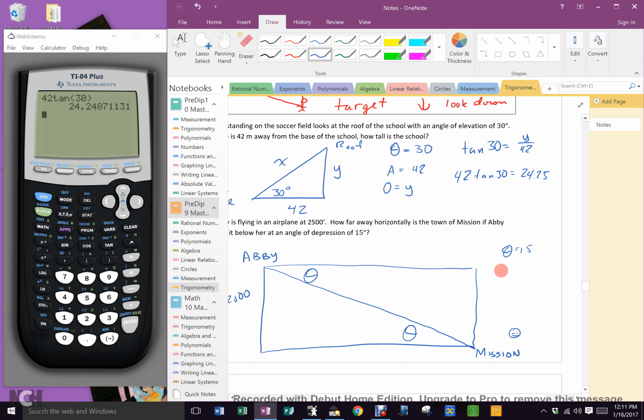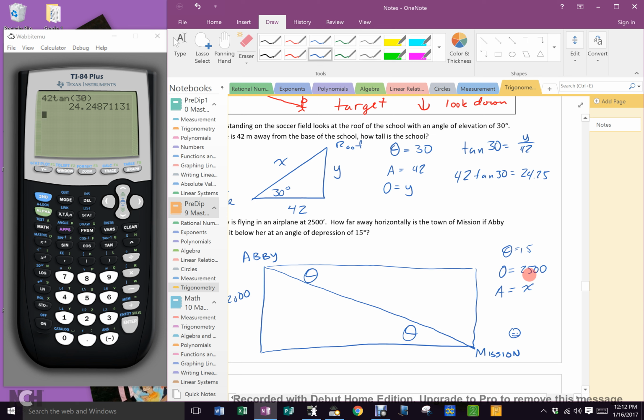What else do you have? You have the height. This is tricky. I have the opposite, which is 2,500. What do I need? The question does not say how far Abby is from Mission horizontally. So you need the base, the adjacent, which we don't know, so we give it x. That's another tan question, isn't it?